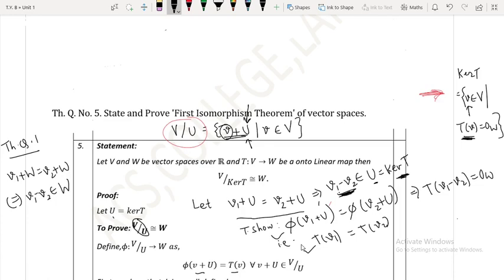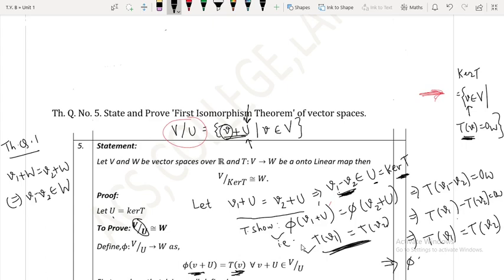But T is a linear transformation, so T of v1 minus T of v2 will be equal to this 0. Since T of v1 minus T of v2 is equal to 0, this will imply T of v1 is equal to T of v2, and that is what we wanted to prove here. Now since T of v1 is equal to T of v2, and T of v1 is nothing but phi of v1 plus u, therefore phi of v1 plus u is equal to phi of v2 plus u, and therefore our phi is a well-defined map.